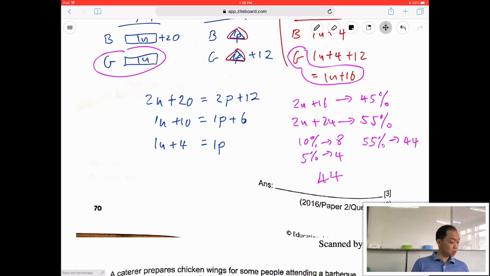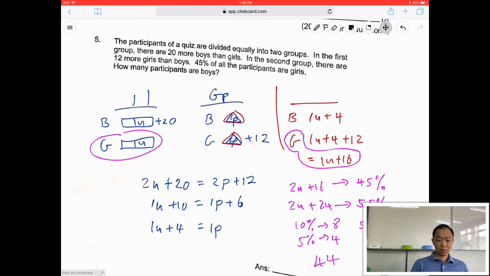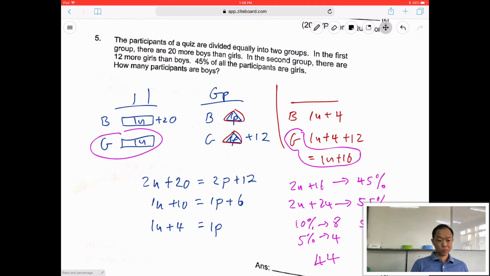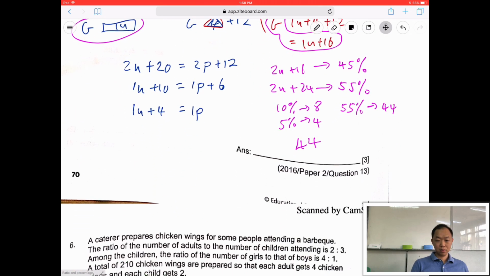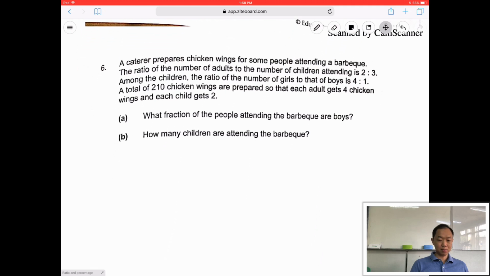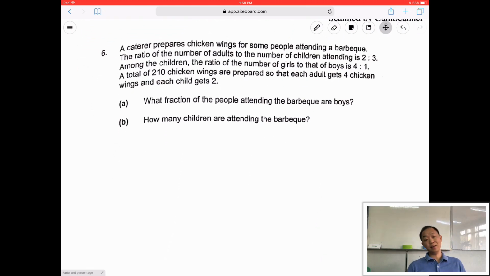Okay, so they use another method. It doesn't matter. Okay, we look at question number 6. Okay, this is the next one.